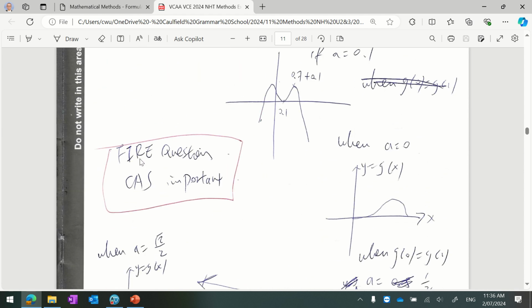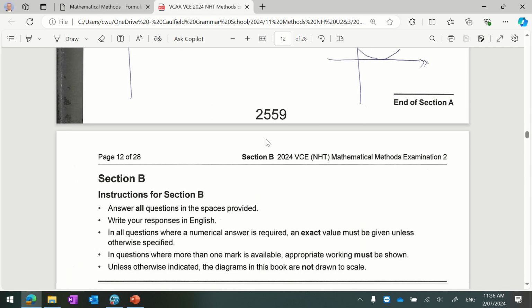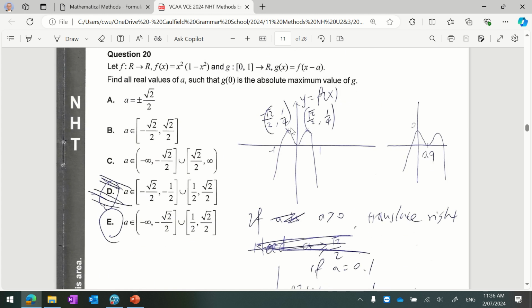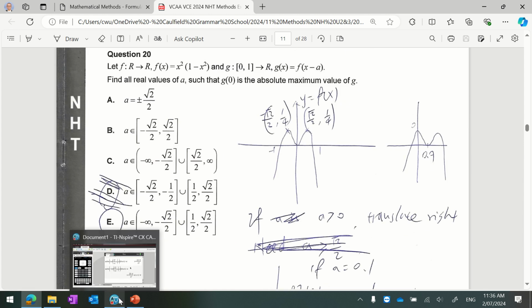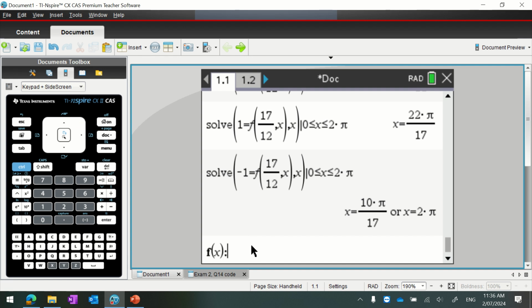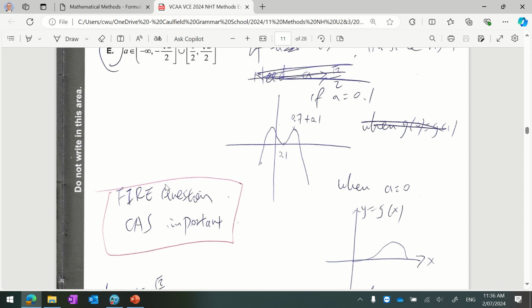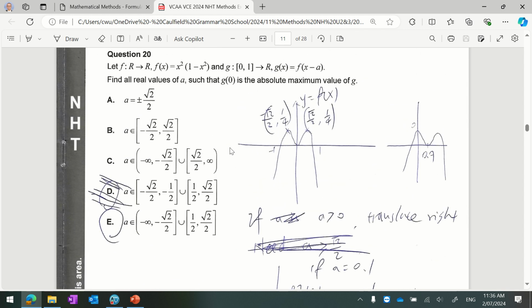This is a fire question. Fire means it's quite hard, and in this question the CAS is very important. Okay, here we go. When I say fire question, it means it took me a long time, a lot of slow thinking, and a lot of time to get to an answer with which I'm satisfied.